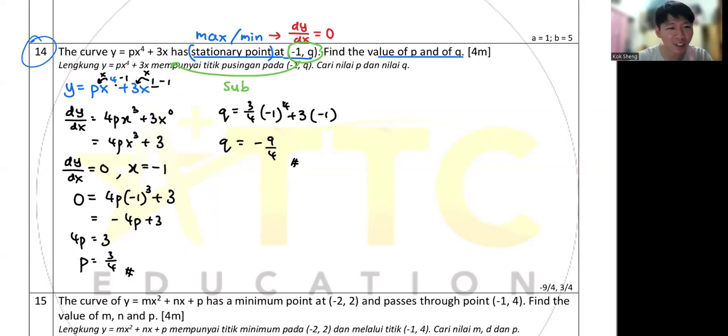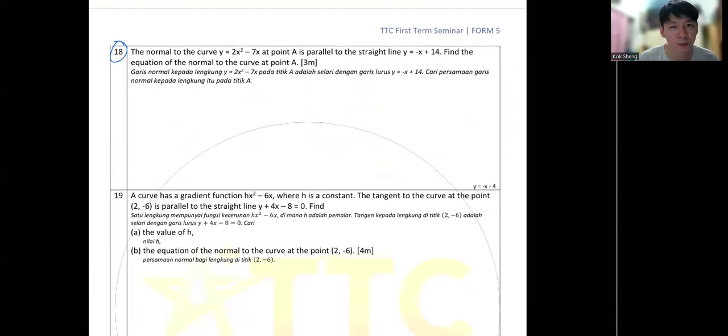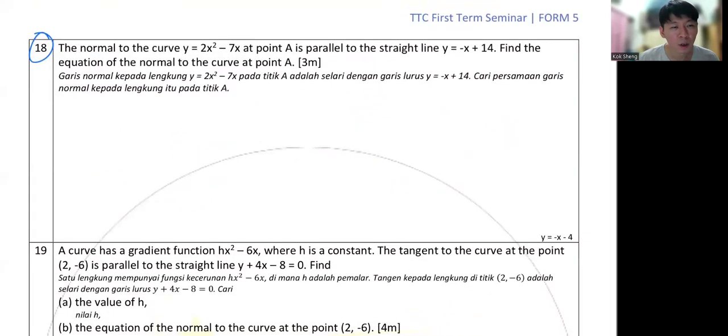Some 4 marks is better, right? Just now the first principle only 3 marks. Okay, 14 finish. Next one, 18. Okay, done. Let's go. 18. Yes, this one will be the tangent normal. This one only 3 marks.